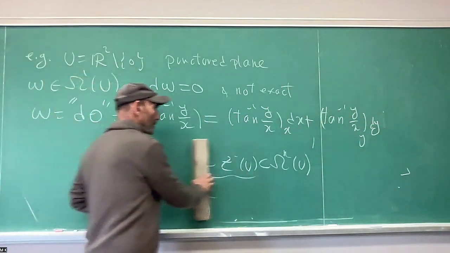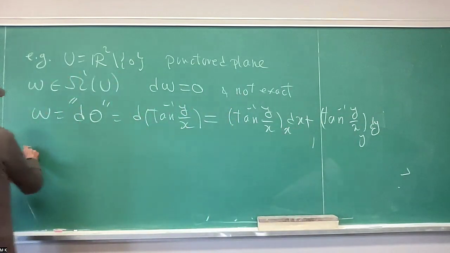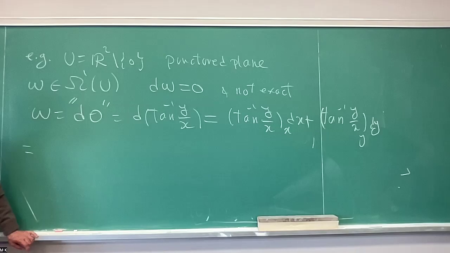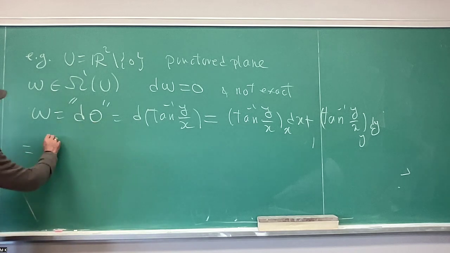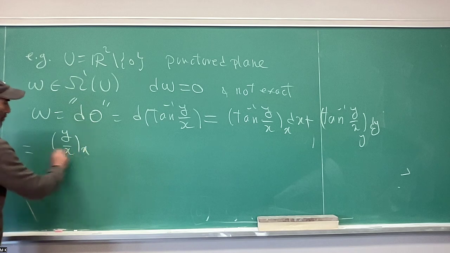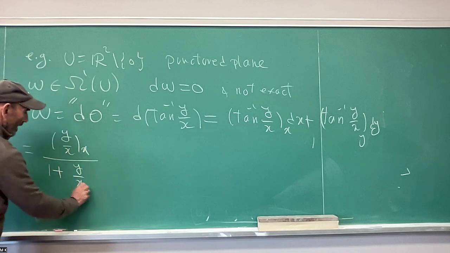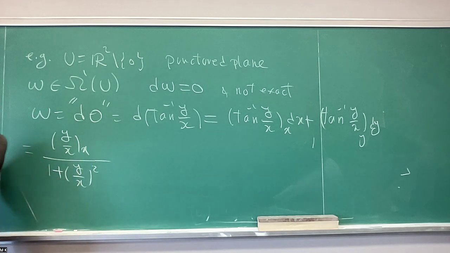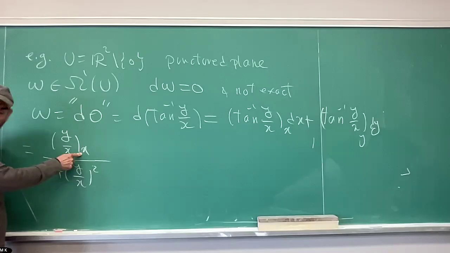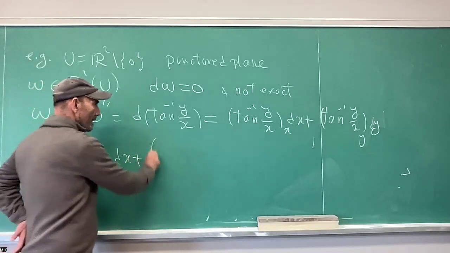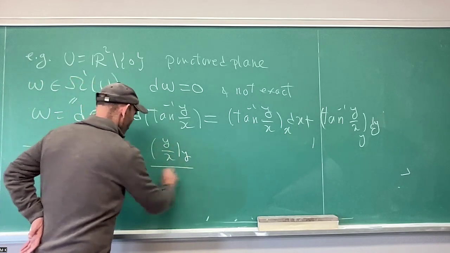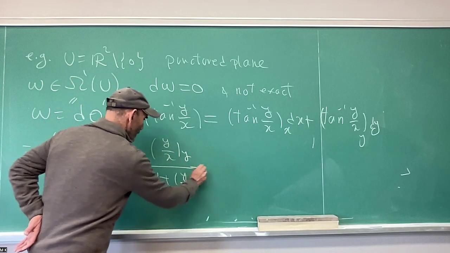Now let's look at what happens. What is the derivative of tan inverse? You're a student, you're supposed to know. 1 over 1 plus x squared. Tan inverse of u is u prime over what? 1 plus u squared. Okay, so yeah, you're right. So this is y over x divided by 1 plus y over x squared. These are partial derivatives. So dx plus, and then y over x, over 1 plus y over x squared dy, right?